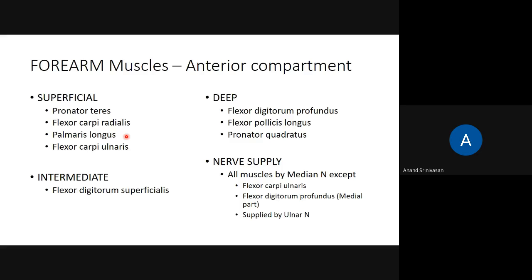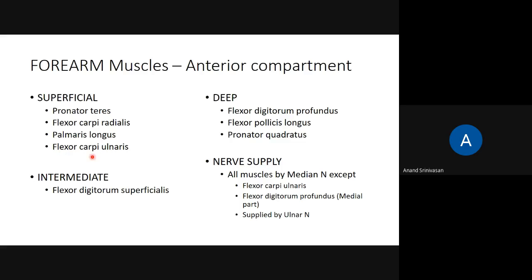So it means that there is something with a short tendon almost in the same area, and that is called palmaris brevis. We are not going to discuss palmaris brevis now, that will be taught to you in the hand. So palmaris longus has a long tendon, and palmaris brevis has a short tendon. But palmaris longus is a forearm muscle.